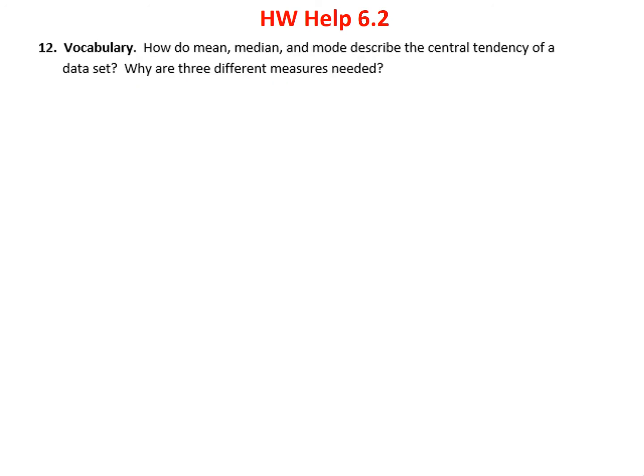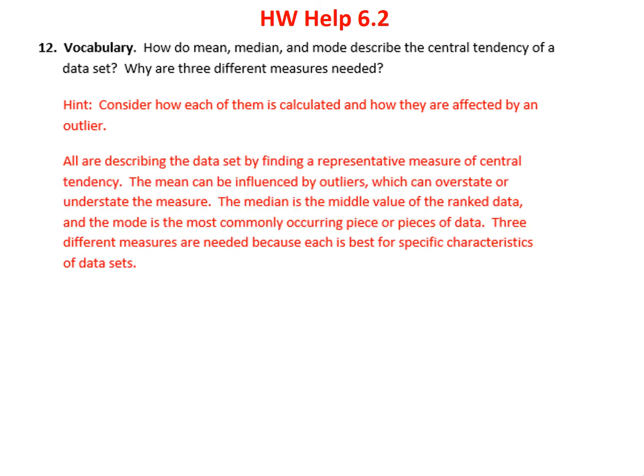Problem 12 asks us, how do the mean, median, and mode describe the central tendency of a data set? Why are 3 different measures needed? As a hint, I would say consider how each of them is calculated and how they are affected by an outlier. In one sense, they all are trying to find the central tendency.